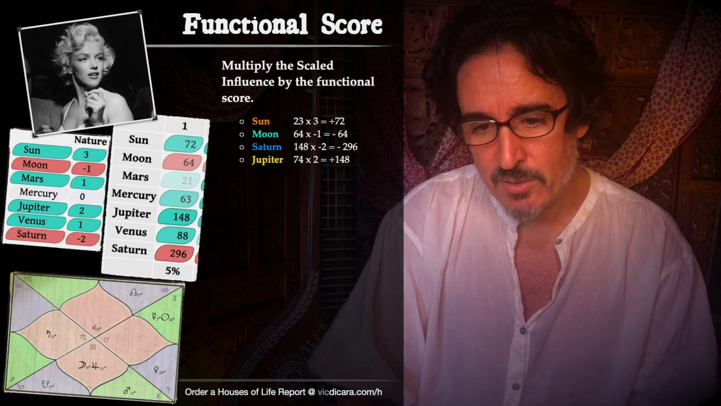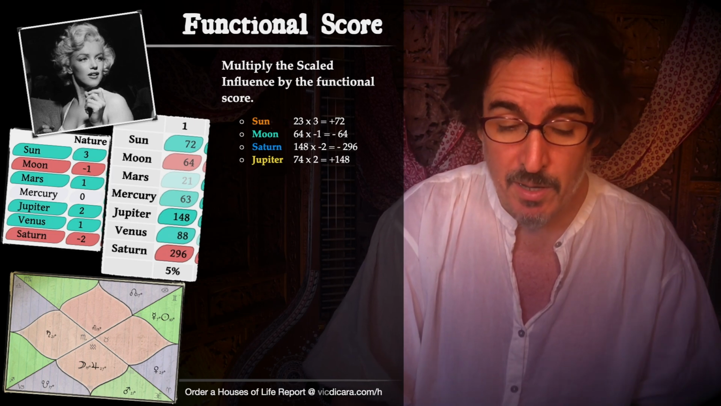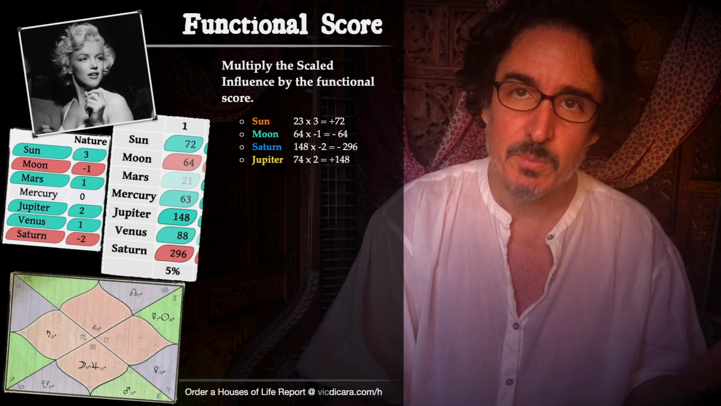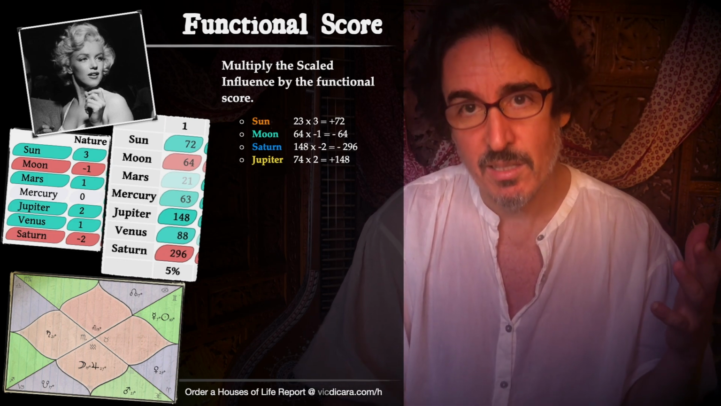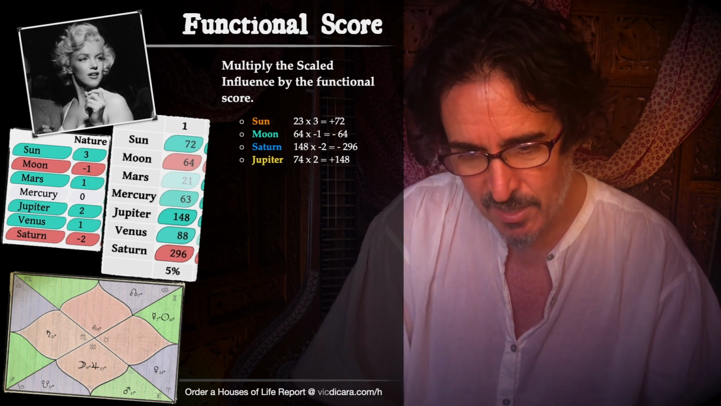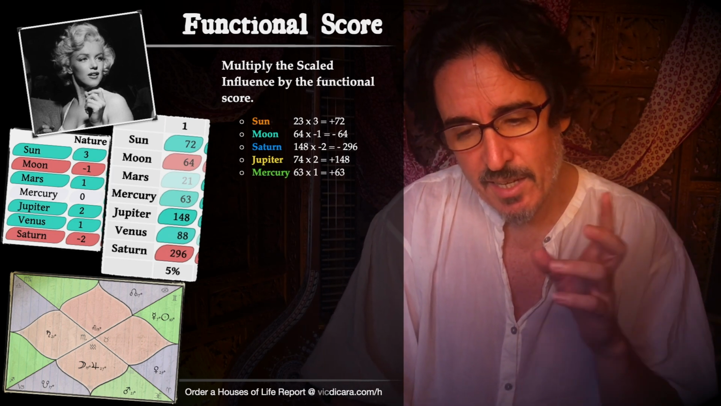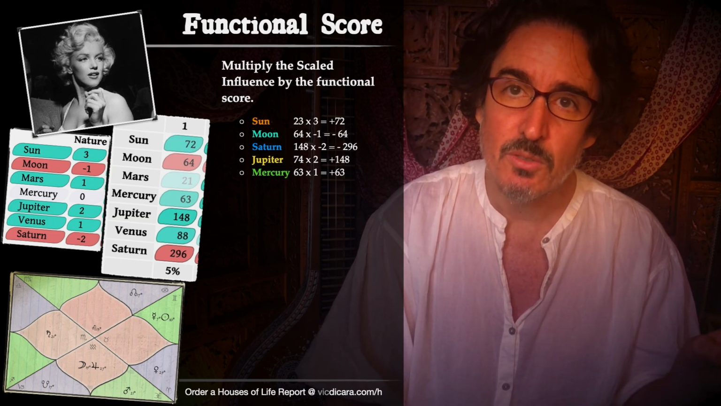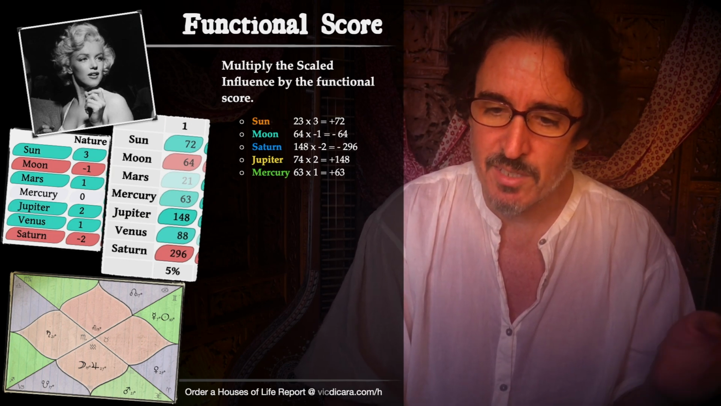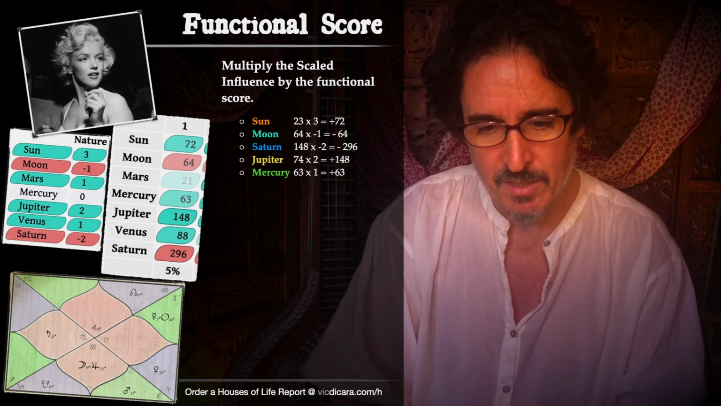Jupiter, its base score was 74, and it's functionally a positive planet of 2. The value of first positivity is 2. So 74 times 2, Jupiter's impact on the first house is 148% positive. And then Mercury, it gets a positive 1 because its dignity is positive, and it's functionally neutral, but its dignity is positive. So 63 times 1 plus 63.